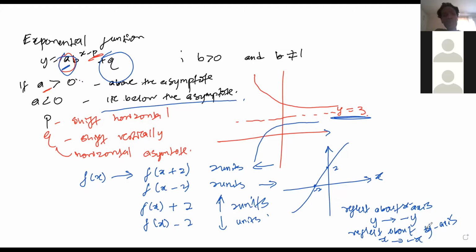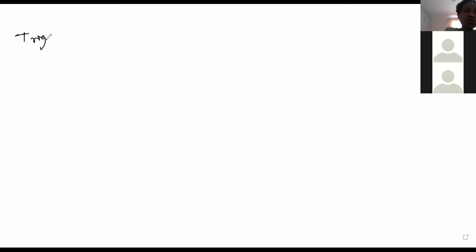So if you find a question where they tell you that this graph is reflected about the x-axis, what is the new equation? You must just know that wherever you have y, that y becomes negative y. Then you rearrange it and make y the subject, and that will be your new equation. Okay, so that is just the reflection part. Then let's look at the trigonometry, the trigonometric functions.